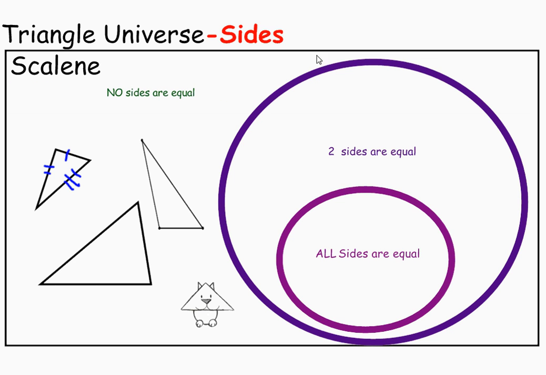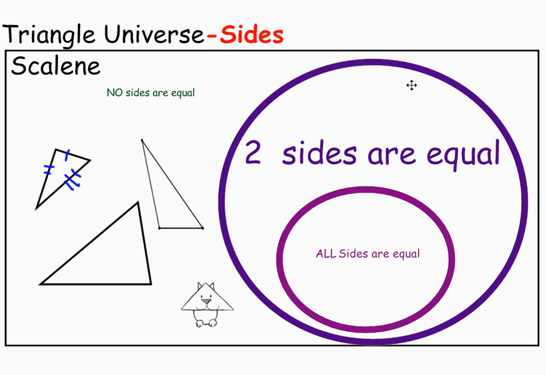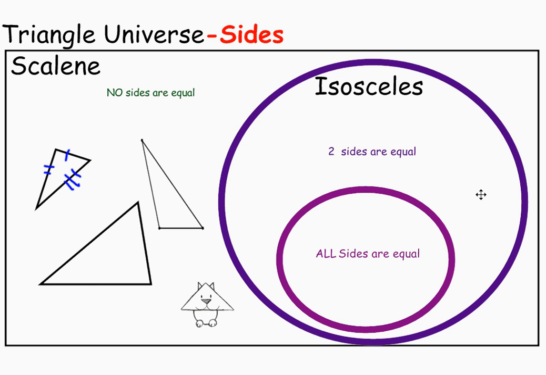Now, within that big category of scalene, we have triangles that have two sides that are equal. And we call these isosceles. Right? An isosceles triangle might look like this here. The two sides that are equal in this particular picture is this side and this side, and they're called legs. Okay? In an isosceles triangle, the two sides that are equal or congruent are called legs.